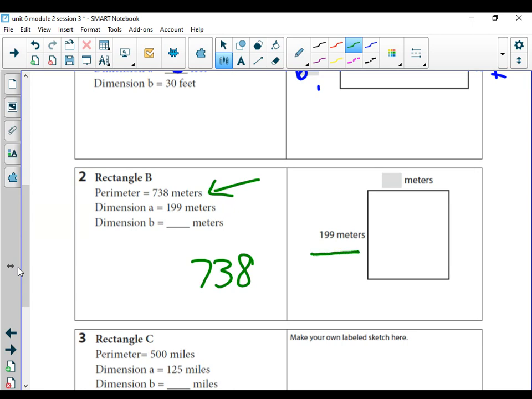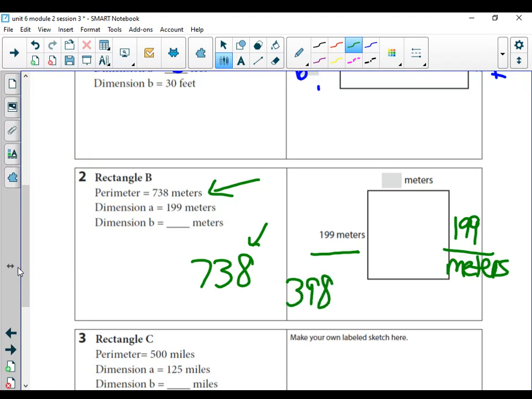But look at this, you guys. Dimension A, this one's 199 meters, so this one must be 199 meters. Okay, so that takes care of a lot of the 738. So let's double 199. I'm going to do 200 plus 200, 400, and then just take away 2. So it's 398. And you guys can kind of follow me. You can get there however you want. I just went the over strategy. But of the 738, I have used now 398.